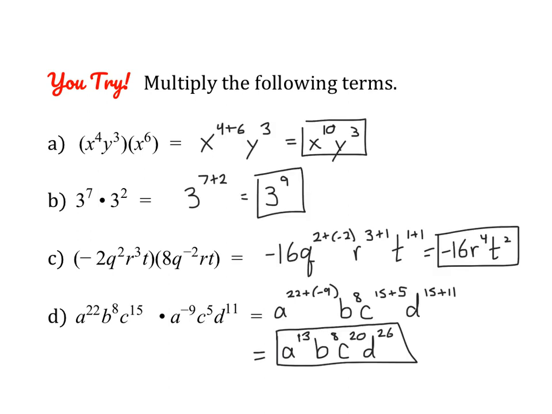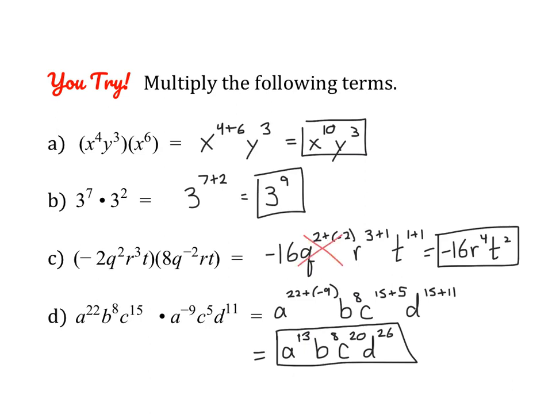Okay, so go ahead and check your answers here. Here, 4 plus 6 is 10, so x to the power of 10, y cubed is unchanged. 7 plus 2 is 9, so 3 to the power of 9. Here, when we add up 2 and -2, it becomes 0, so this term is going to disappear.